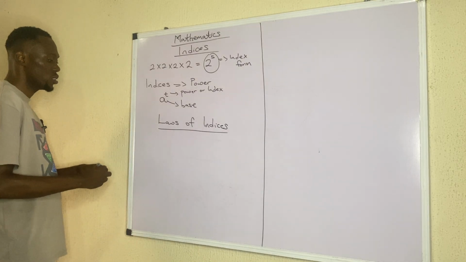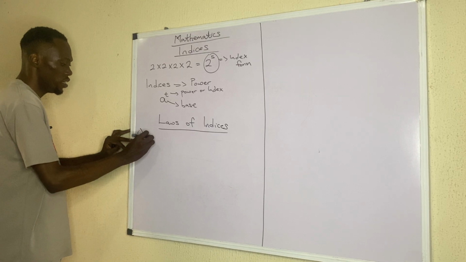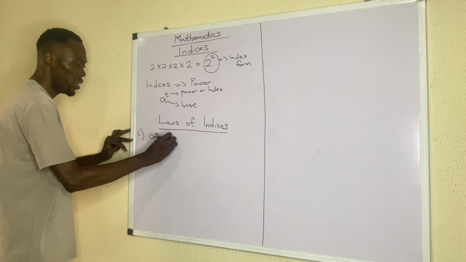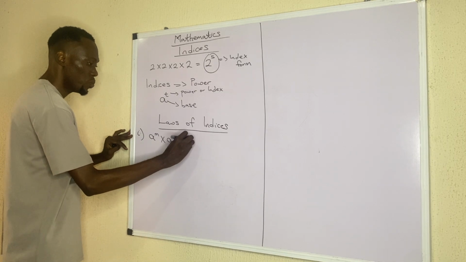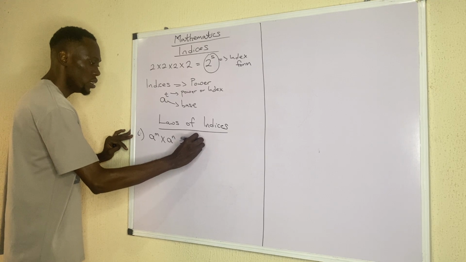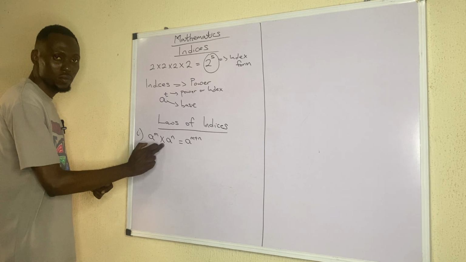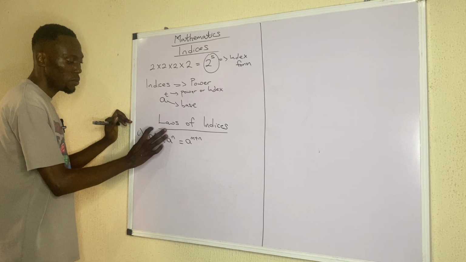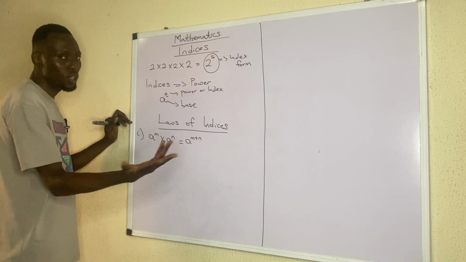The addition law states that if a raised to the power m is multiplying a raised to the power n, the solution will be equal to a raised to the power m plus n, provided that the bases are the same. Is that clear? Once we have the same base and they are multiplying each other, all we need to do is to pick one of the bases and add up the powers.